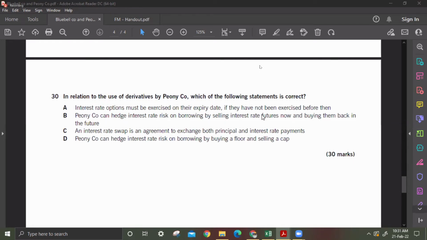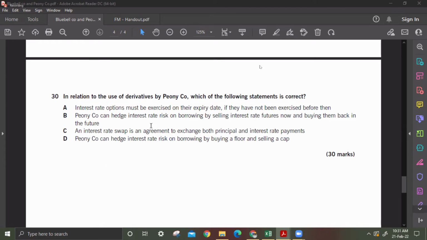Got the answer? So the correct answer to this question is B. Most of them have given B. So why B is the answer? First of all, interest rate options must be exercised on their expiry date if they have not been exercised before then. See, this statement is false, because what is the advantage of taking an option? The very advantage of taking an option is that you have the option to exercise it or not. You have the option to exercise it or lapse it. So that's why A is not the right answer.